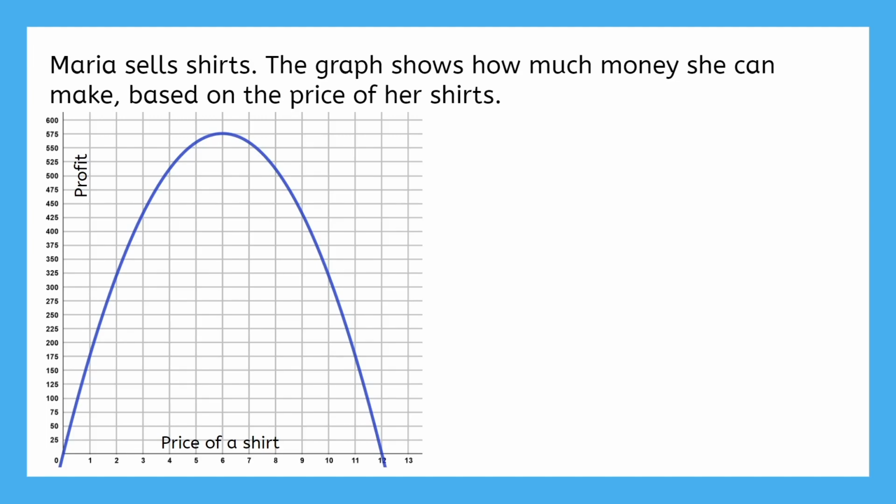Maria sells shirts. This graph shows how much money she can make based on the price of her shirts. We can see on the graph that as Maria raises the price, she'll make more profit because each sale will make her more money. But eventually, the amount of profit peaks, then drops back down. Once her prices get too high, people will be less willing to buy from her. And eventually, the price gets so high that nobody is willing to buy Maria's shirts. Now that we understand what's happening here, we can describe the major points.